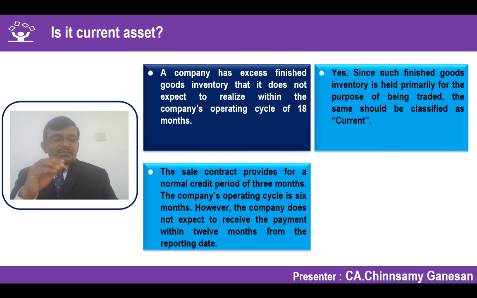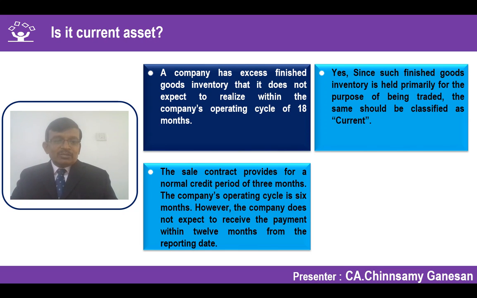So there is a contract which the company has entered into. I am taking another example. The company has entered into a contract which has a credit period of 3 months. The operating cycle is 6 months. But the company does not expect to realize the payment with respect to that particular trade receivable within the next 12 months. So what happens?